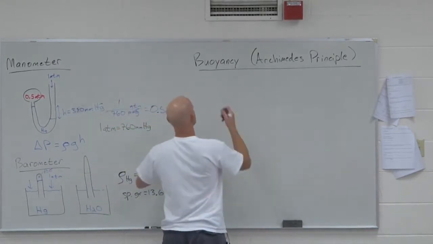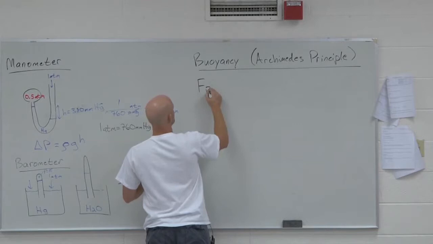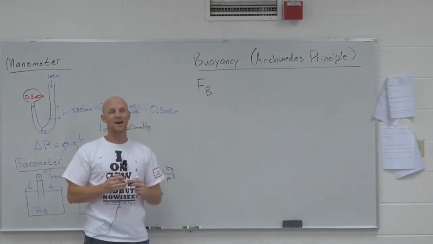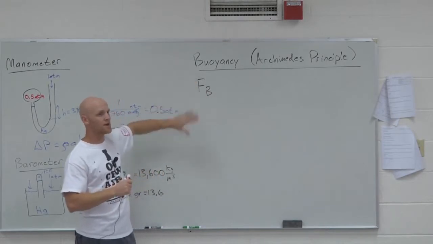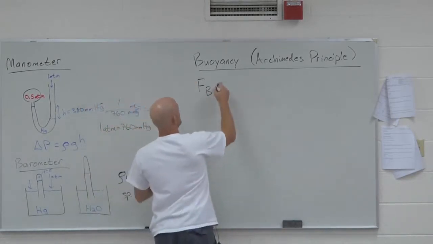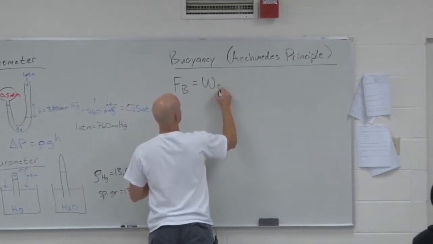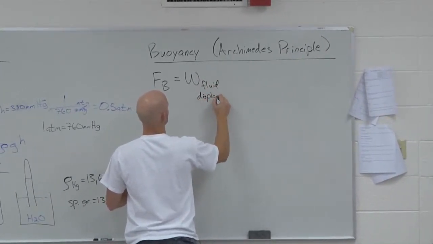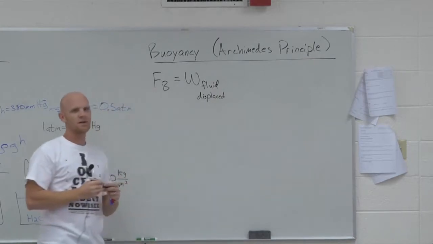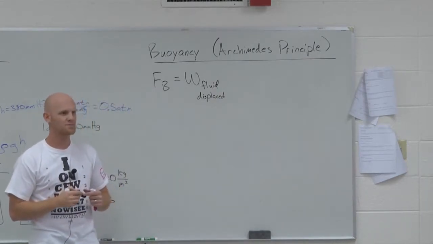In this buoyancy force, some books are going to use B. For the buoyancy force, I'm going to call it F sub B, because we already used B as bulk modulus and I don't want to use B again. I'm going to call it F sub B for buoyancy force. And it is equal to the weight of fluid displaced by the object.